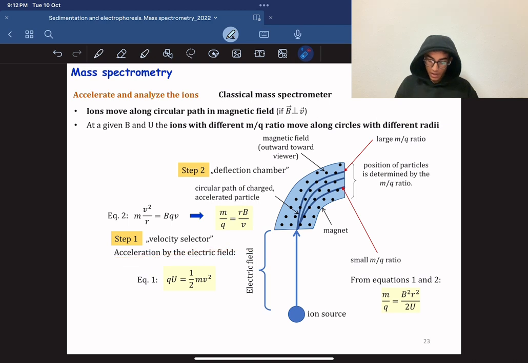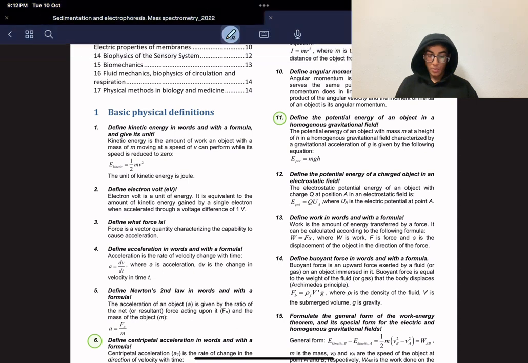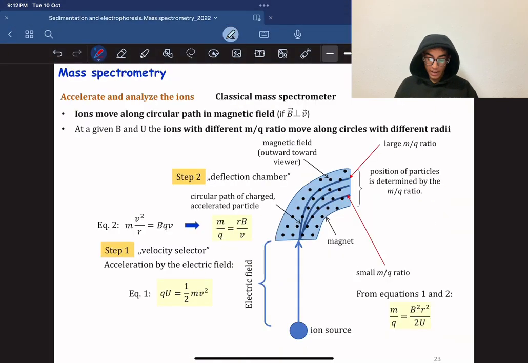Acceleration by the electric field is QU equals half mv square. Half mv square, we know, is the kinetic energy. Q being the charge, we know this. And U over here refers to, one second.